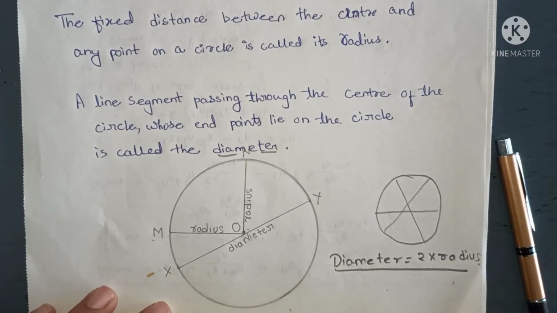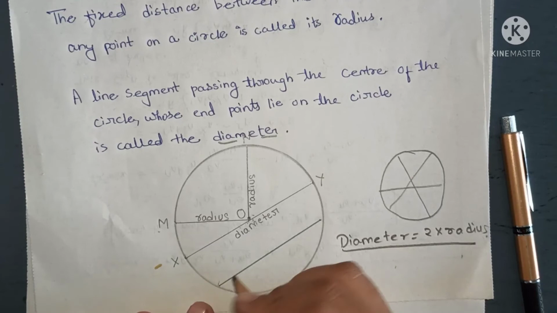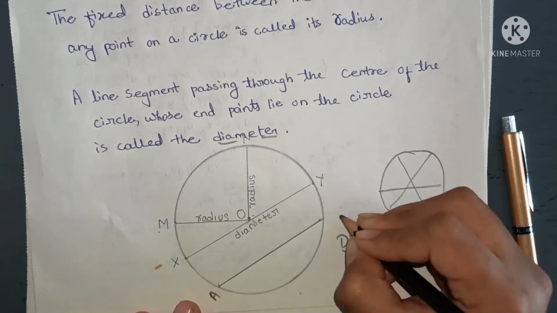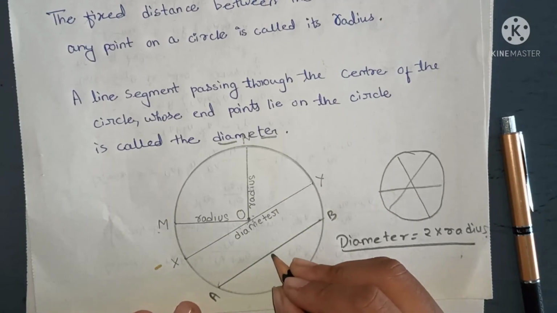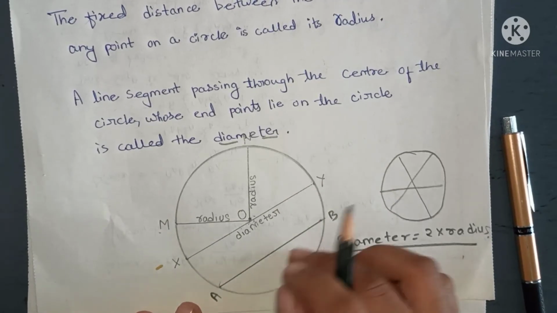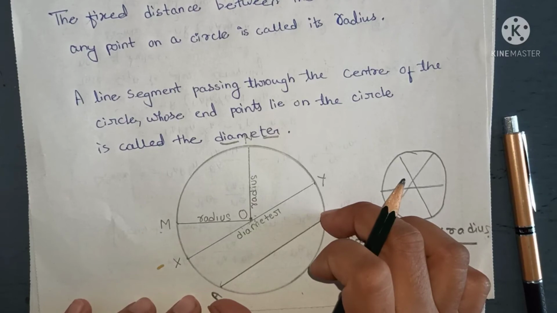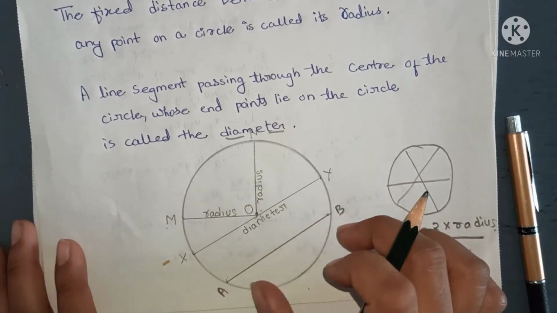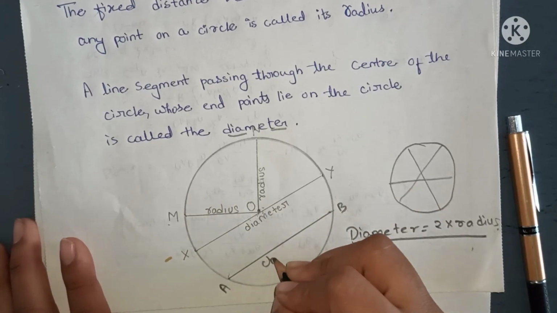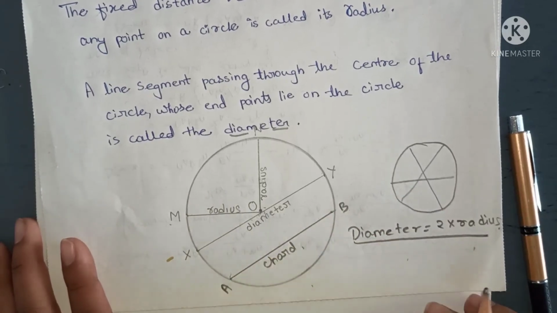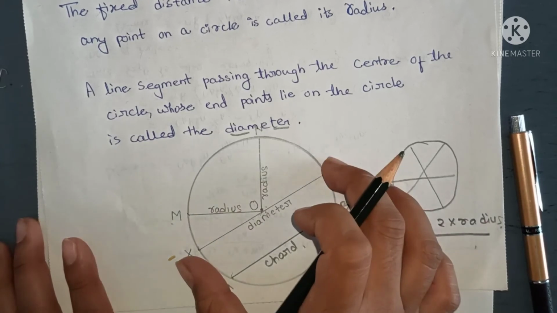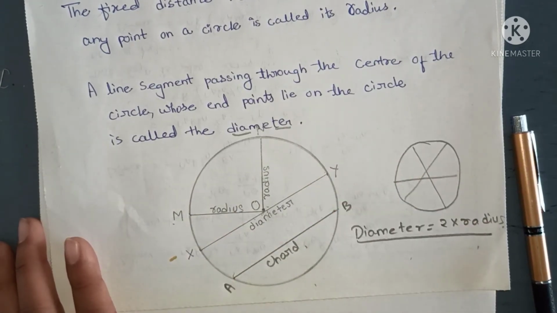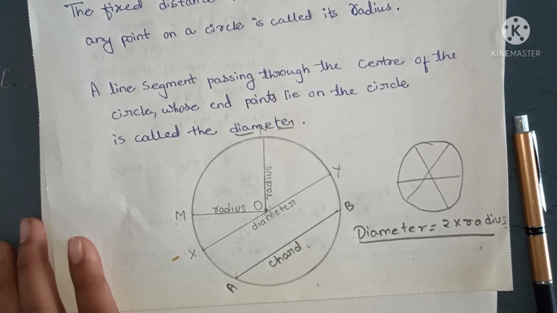Okay children? Now if we draw one more line like this, whose end points are lying on the circle but it is not passing through the center, if this line does not pass through the center but is drawn on the circle in this way, we call it a chord. What is this called? It is called a chord. Okay? So diameter is also a chord. It is the longest chord of a circle. Diameter is the longest chord of a circle.